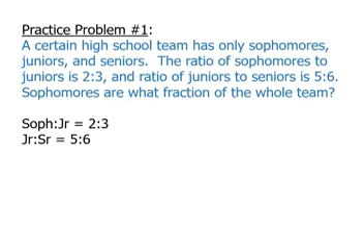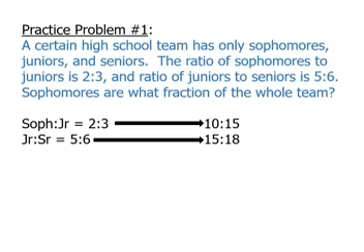So juniors appear in both ratios, and so we're going to adjust the ratios so the number representing juniors is the same. In the top ratio, juniors are represented by 3. In the bottom ratio, juniors are represented by 5. And so 3 and 5, the least common multiple is 15. We're going to get there by multiplying the top ratio, top and bottom, by 5, the bottom ratio, top and bottom, by 3. So those are our equivalent ratios.